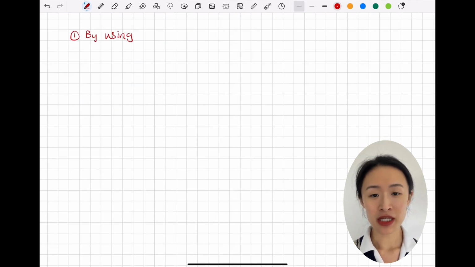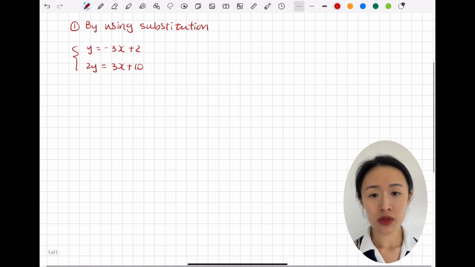The first method is by using substitution. So here is the first example. I have y equal to negative 3x plus 2. I also have 2y equal to 3x plus 10. With a simultaneous equation, what we want to do is to find some points, one or two or more, that will satisfy both equations.